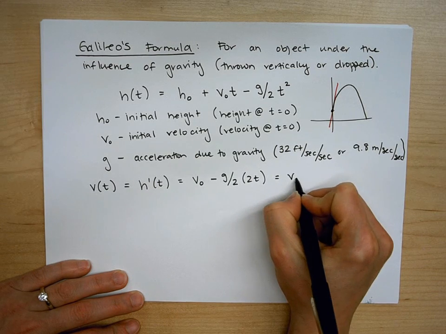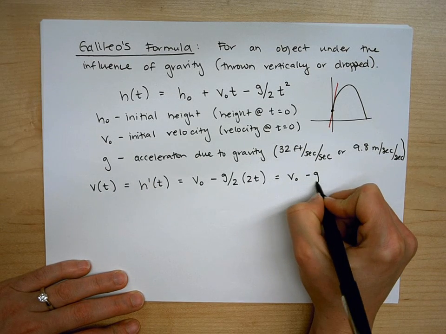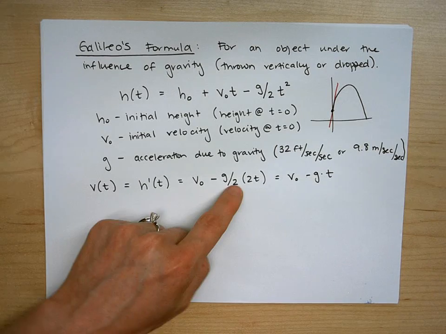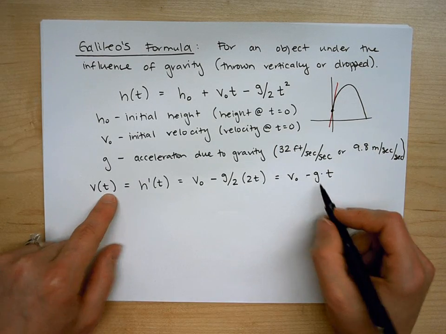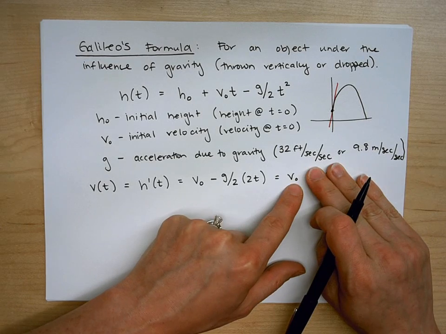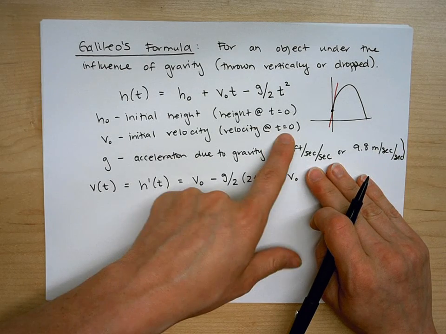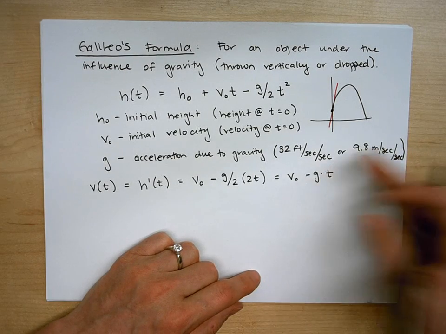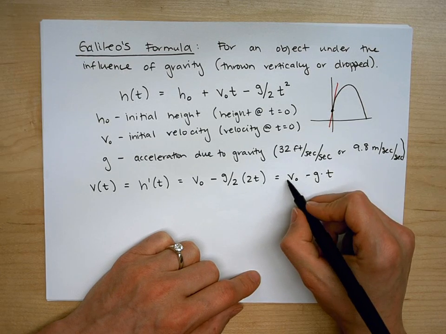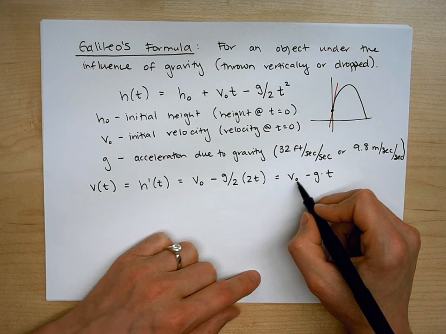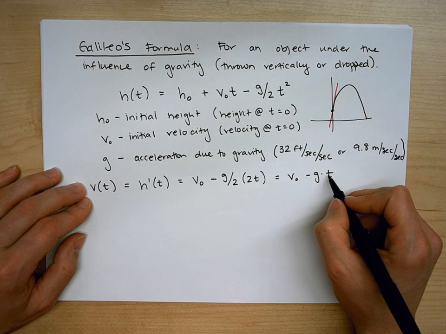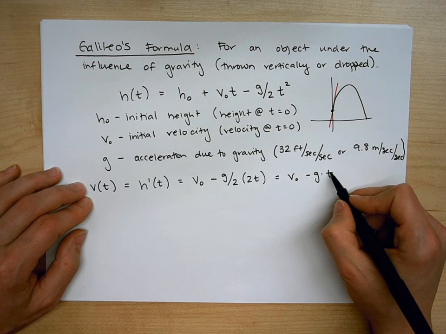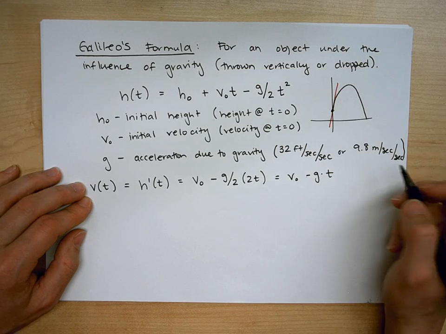So notice what I have, then I have v naught minus g times t, because the 2's cancel out here. Okay, so notice if I were to plug in 0 here, that would be 0. That would be my initial velocity, the velocity at time 0. And also notice what this is saying. This is saying my velocity is going to be whatever it was initially minus whatever gravity has done to it. And of course, the more time that goes by, the more effect that gravity has on it.